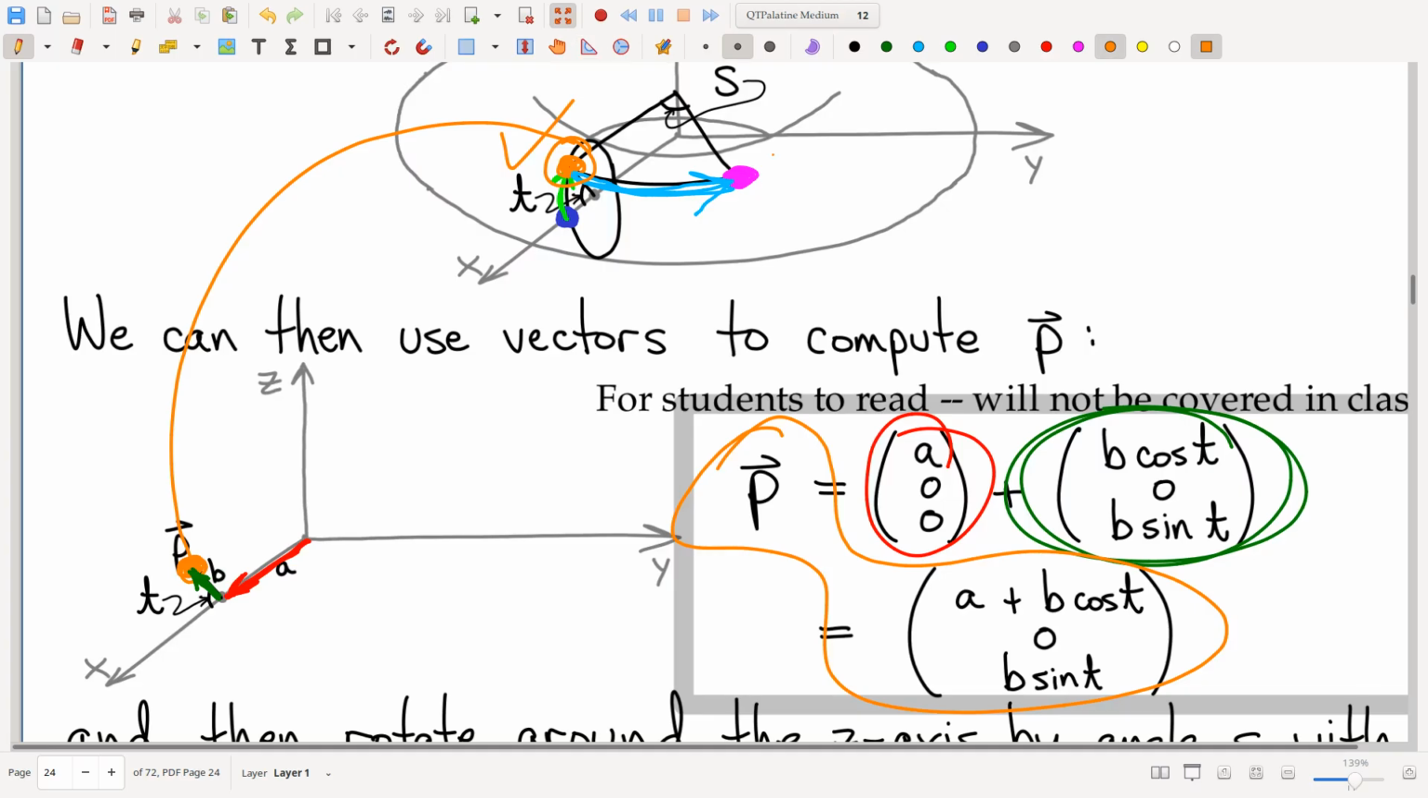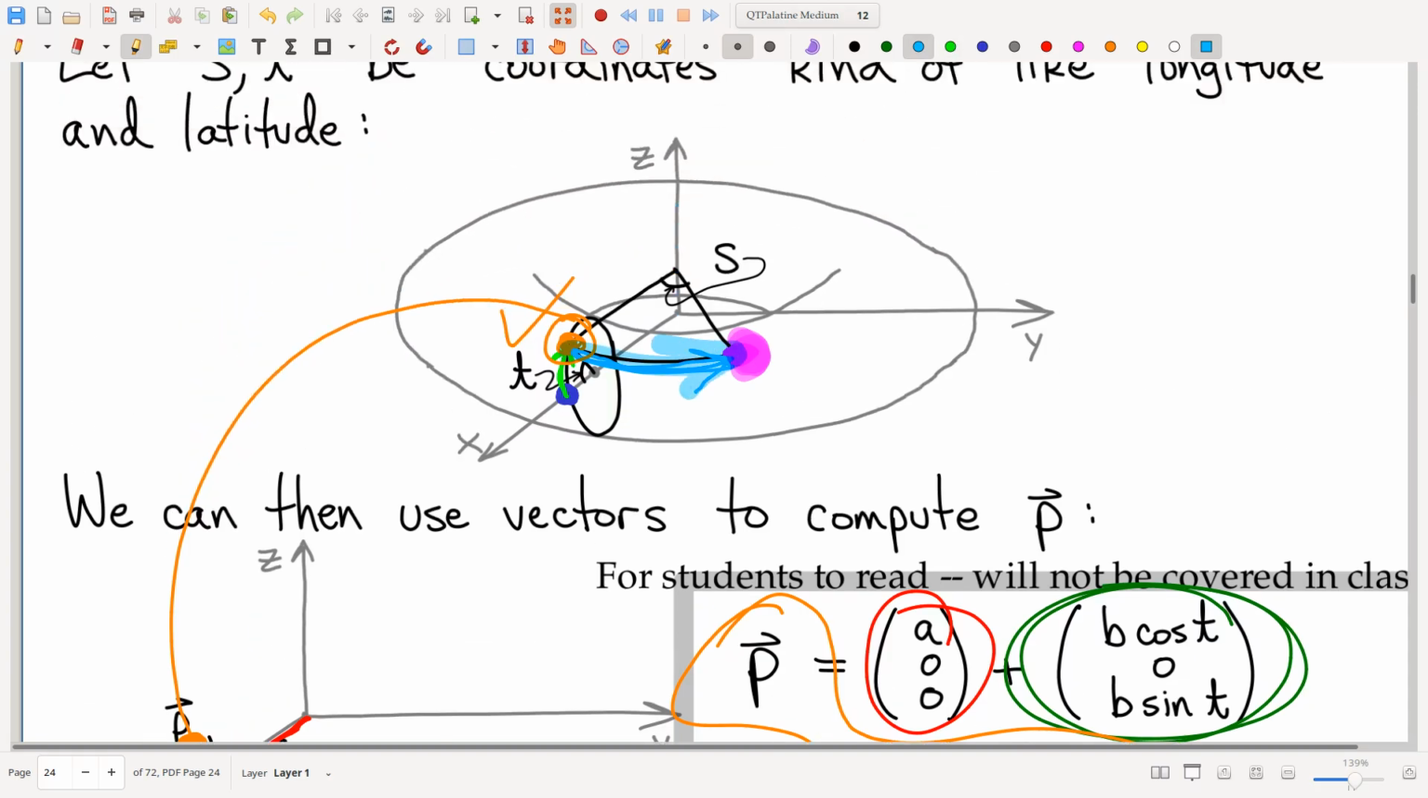Okay, so that's the first half. Now that's not good enough, right? That's not the whole story. We're interested in actually finding this purple point. To get from the orange to the purple, I'm going to have to figure out how to rotate around the hole, or again, as we said, rotate around the z-axis. How do we rotate around the z-axis?